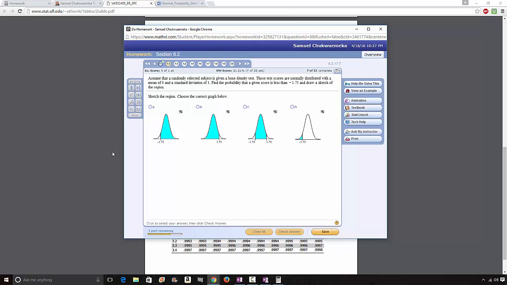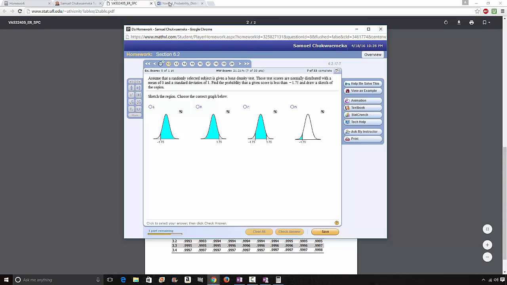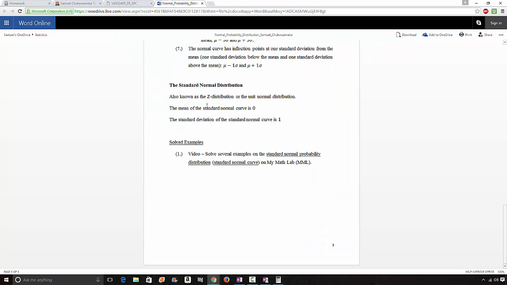Okay, question 12. Assume that a randomly selected subject is given a bone density test. Those test scores are normally distributed with a mean of 0 and a standard deviation of 1. So we said that this is a standard normal distribution if the mean is 0 and the standard deviation is 1. So it is the standard normal distribution.